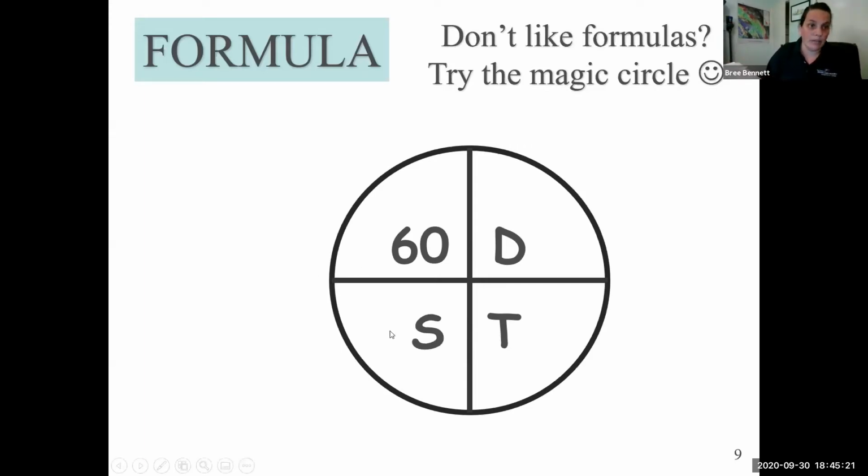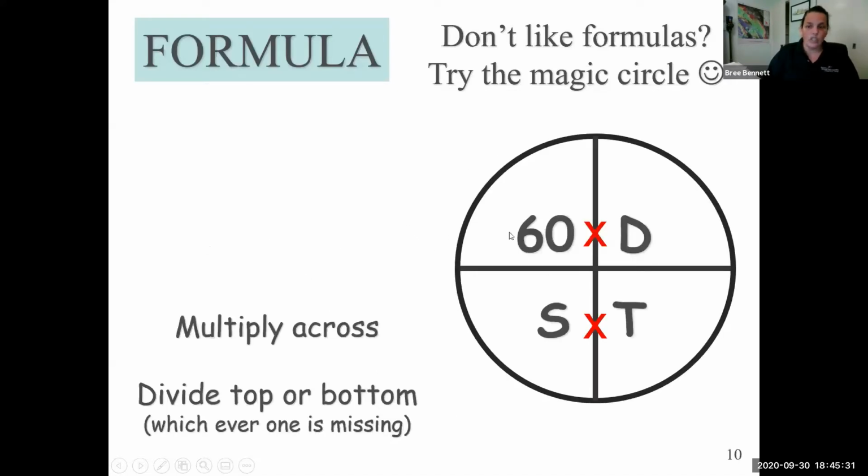So for the 60 D Street magic circle, the 60 and D go on top, and the S and the T go on the bottom. Now, the rule of the circle is you always multiply across first. You're going to be missing one of these values, but you have two. So whatever two you have, you multiply across first, and then you divide by the one that's next to the one that's missing.